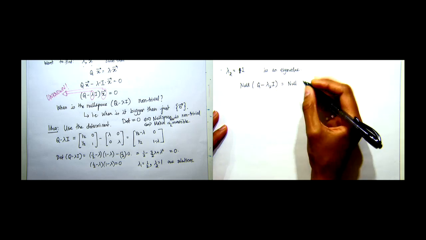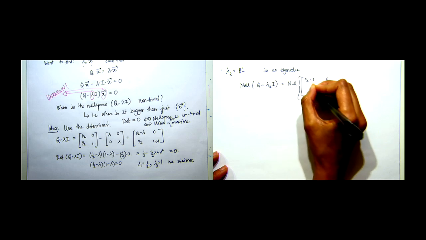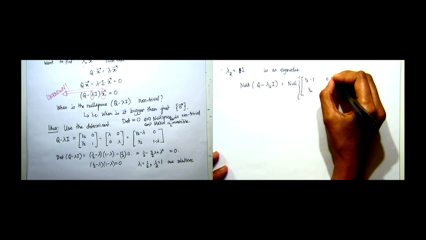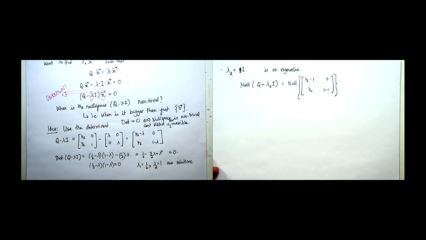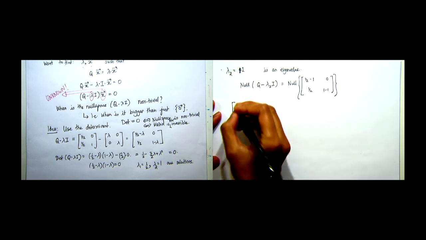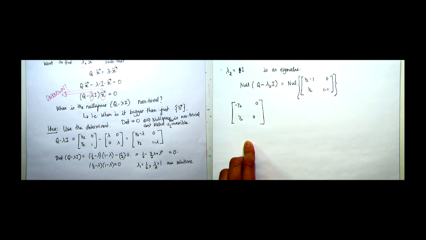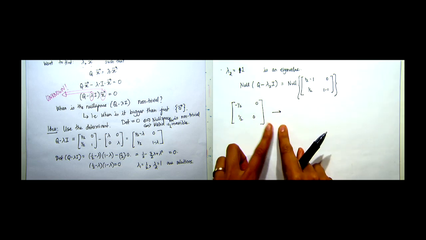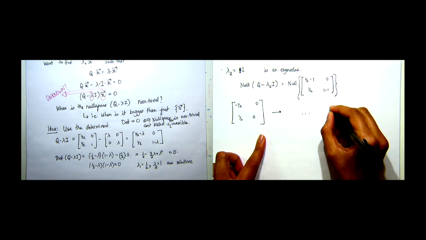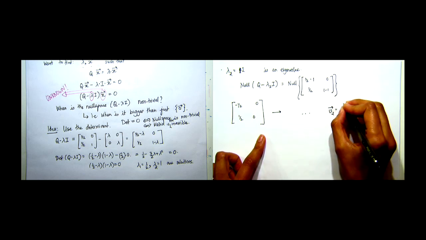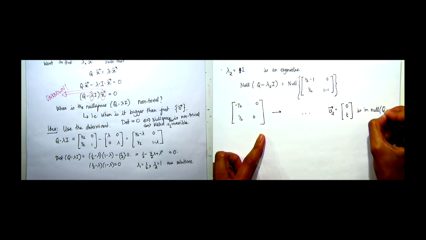This is the null space of basically 1 half minus 1, 0, 1 half, and 1 minus 1. Here I'm substituting lambda equal to 1 per what we just calculated. And I can now do Gaussian elimination to find this null space. This is minus 1 half, 0, 1 half, 0. We just did this Gaussian elimination earlier, so I'm going to skip the steps. Does everyone remember how to do Gaussian elimination for this to find the null space? Okay, so dot, dot, dot. This gives you that, let's call this V2, is equal to 0, comma T, is in the null space of Q minus lambda 2 times I.